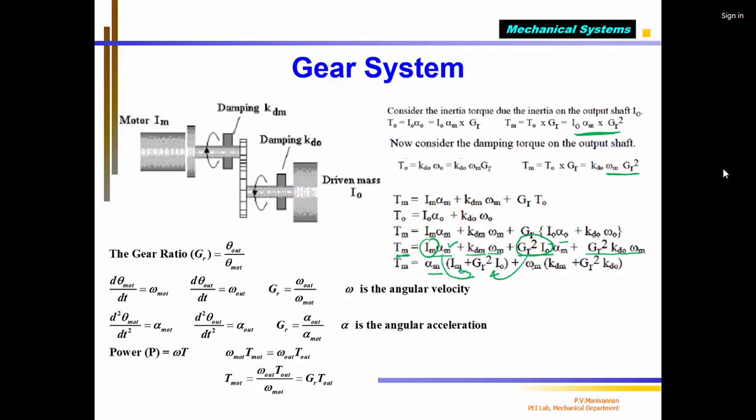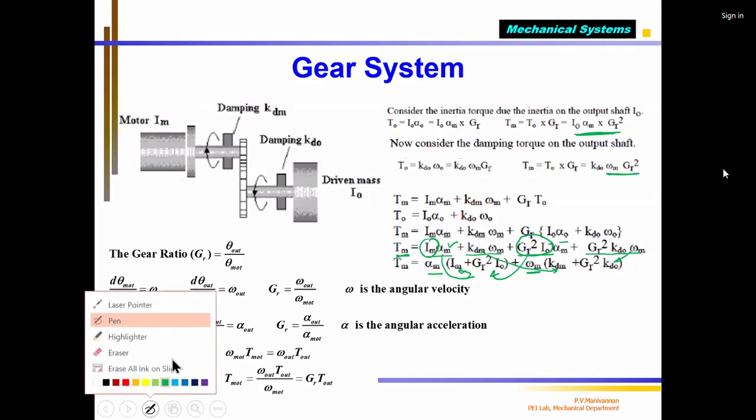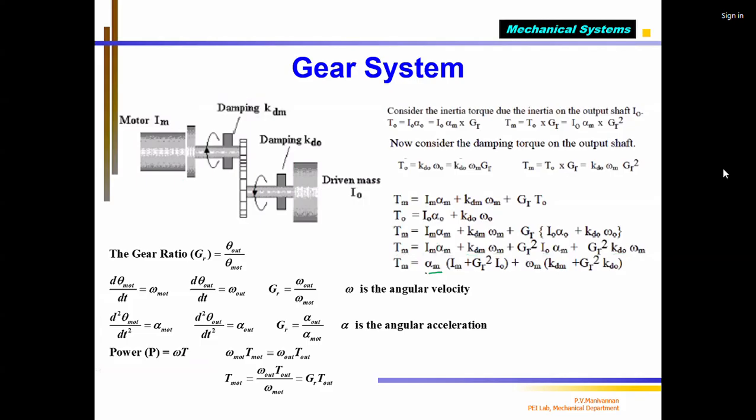Then I take omega m, the motor angular velocity. The Kdm will come here, and this GR square Kd naught will come here. So by separating the terms which have alpha m and omega m, Tm can be written like this. Okay, you have taken this.